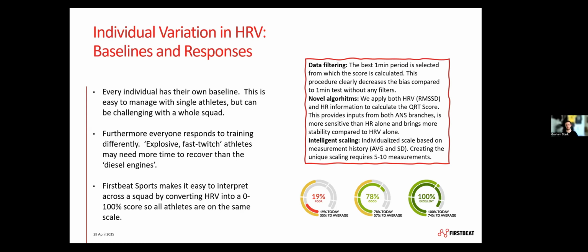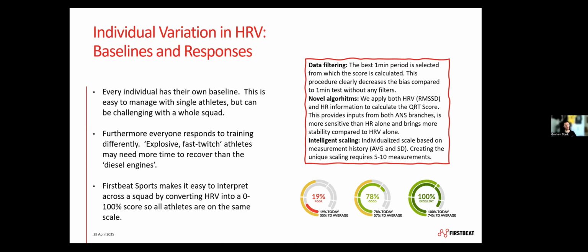In terms of the quick recovery test itself within the platform, again making it more usable, the test takes 3 minutes. Those of you that are using it already will know that. Then it filters out the best 1 minute of data. That's best in terms of data quality, not necessarily the best HRV, to make the data as reliable as possible, so that you know you're getting the best data quality.